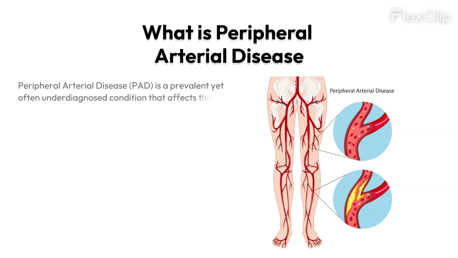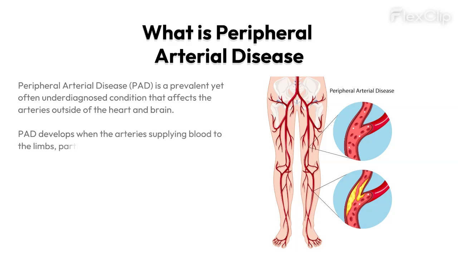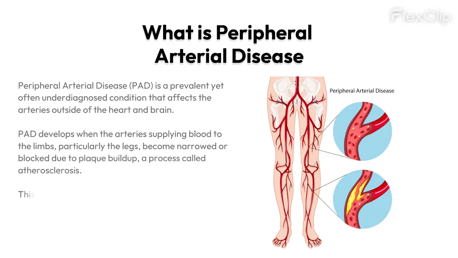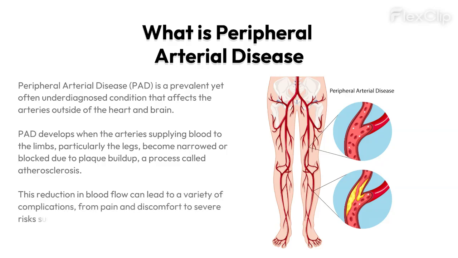Peripheral arterial disease, PAD, is a prevalent yet often underdiagnosed condition that affects the arteries outside of the heart and brain. PAD develops when the arteries supplying blood to the limbs, particularly the legs, become narrowed or blocked due to plaque buildup, a process called atherosclerosis. This reduction in blood flow can lead to a variety of complications, from pain and discomfort to severe risks such as heart attack, stroke, and even limb amputation.